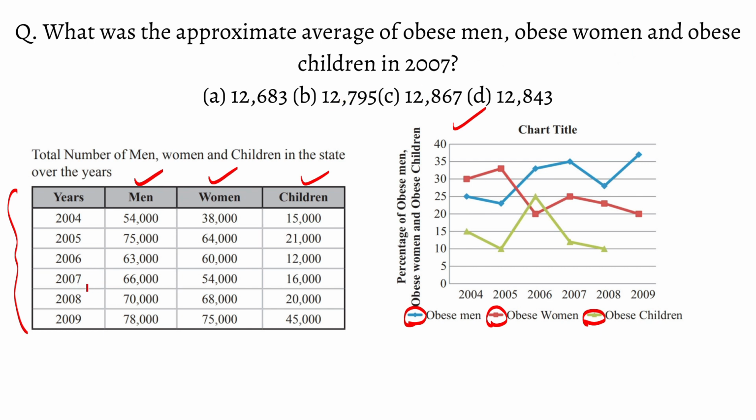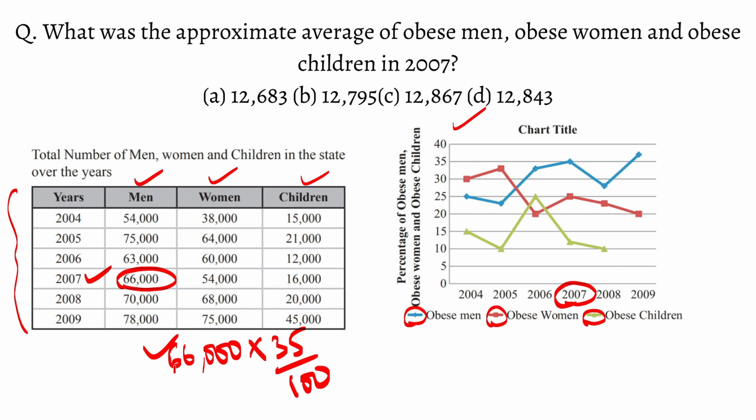So where is 2007 here? Here it is. And we know total men in 2007 are 66,000, right? And in the line graph, the percentage of obese men is how much? It's almost 35%, right? So 35 by 100, 35% of the total men are obese. We are asked to find the average, so we must first calculate the total number of obese men. This will be equal to 23,100. So the total obese men in 2007 are 23,100.